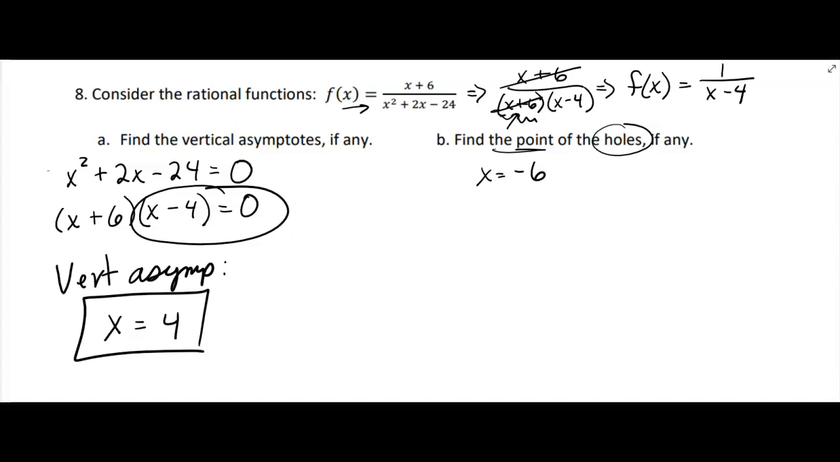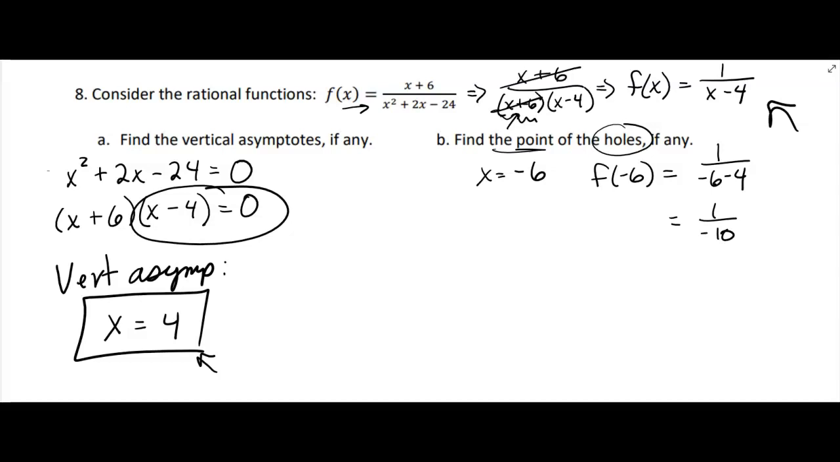So you plug it into the function here. So you're going to say f of -6 with that reduced function. So this is actually what you would graph if you were graphing it. You'd graph 1 over x minus 4. You'd have a vertical asymptote at 4, and then you're going to have a hole in your graph. And it's going to happen when x is -6. And actually this is going to be 1 over -10.